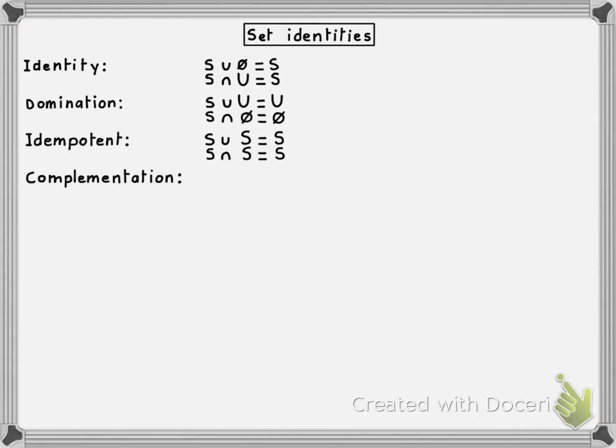The next identity is called complementation, and it states that the complement of the complement of S is nothing but S, for any set S. The next two identities are called commutativity laws. For any sets S and T, the union of S and T is the same as the union of T and S. And similarly for intersection. In other words, the order of the operands of union and intersection does not matter.